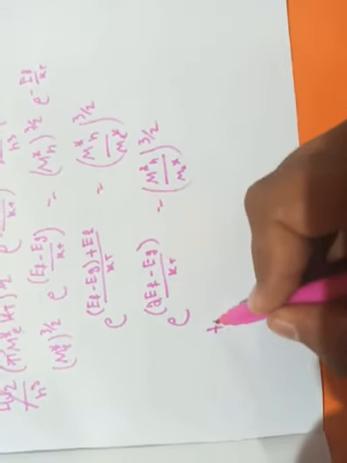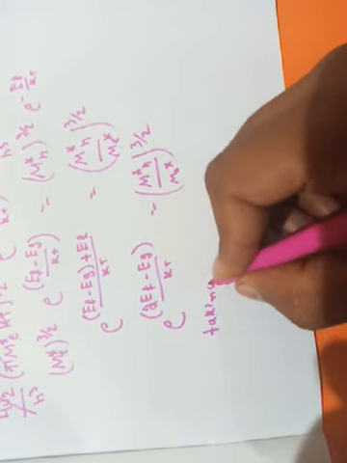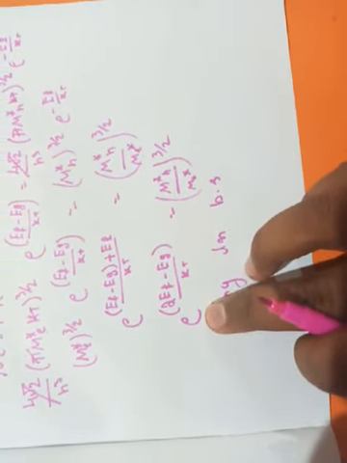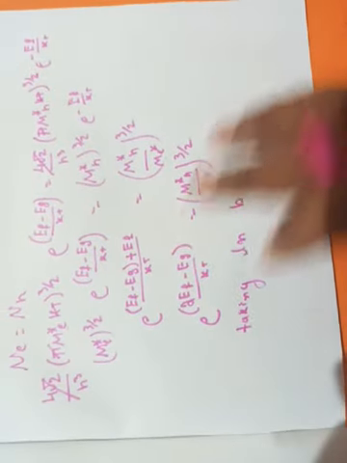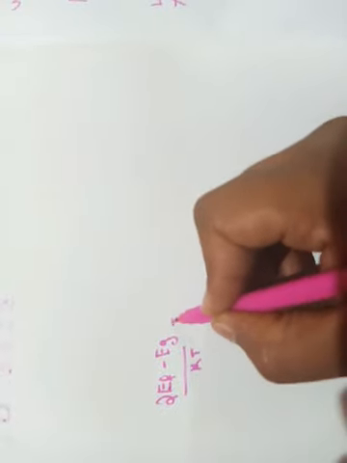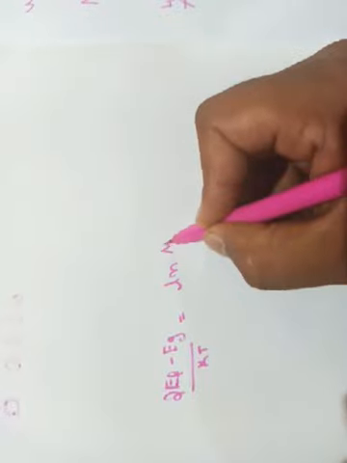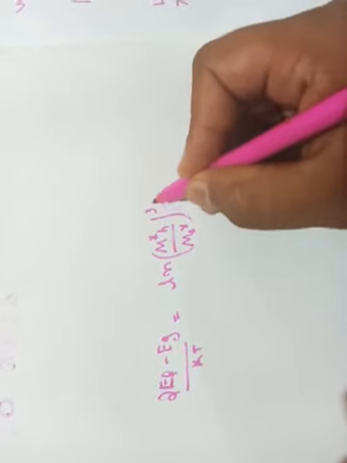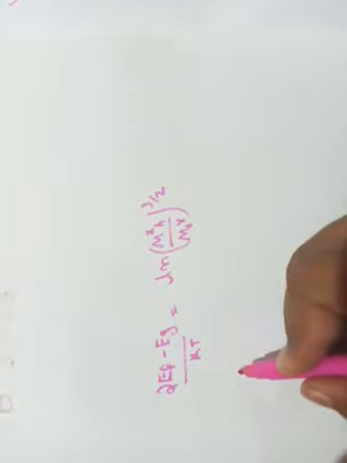Now taking ln on both sides, because we need to cancel this exponential term, we need to take ln on both sides. Okay, so let's continue. What happened to that equation? If you take ln, what happened? (2EF − Eg)/kT is equal to ln (m*h/m*e)^(3/2).